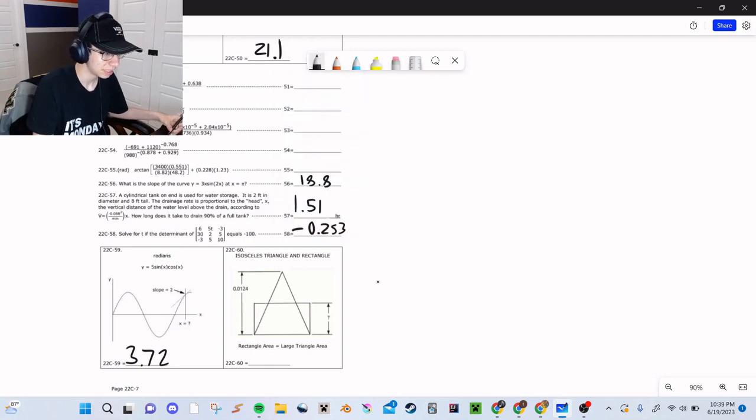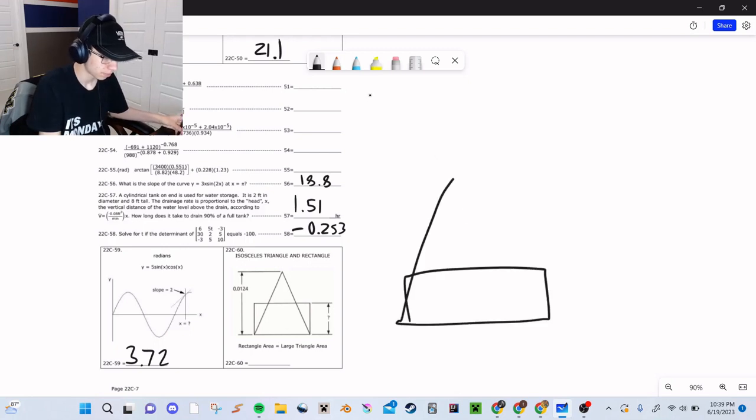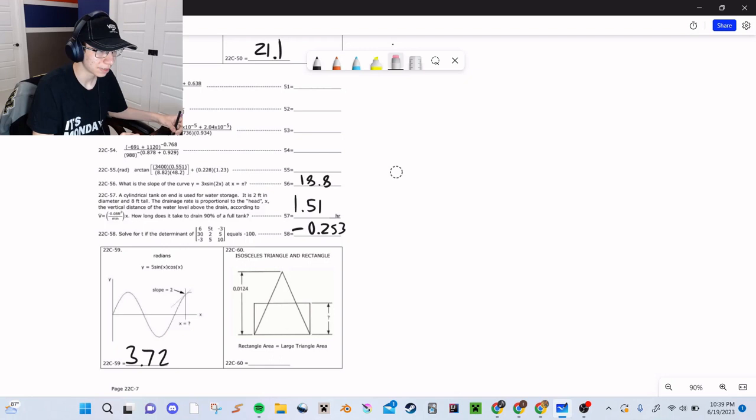Okay, number 60, this one's pretty easy. So the rectangle area is equal to the triangle area, so let's draw it out. Whoa, that could have been better. So I'll redraw.